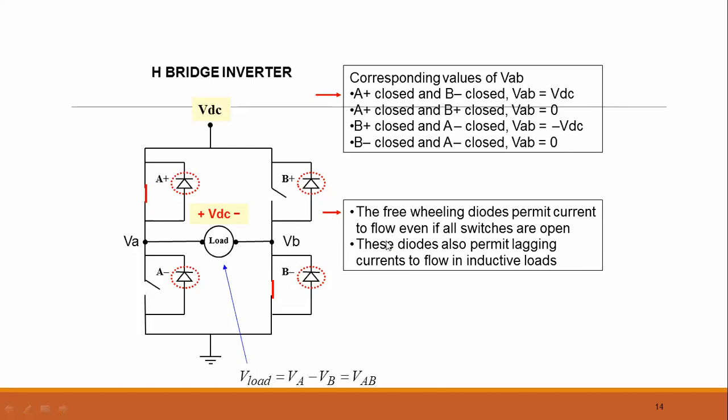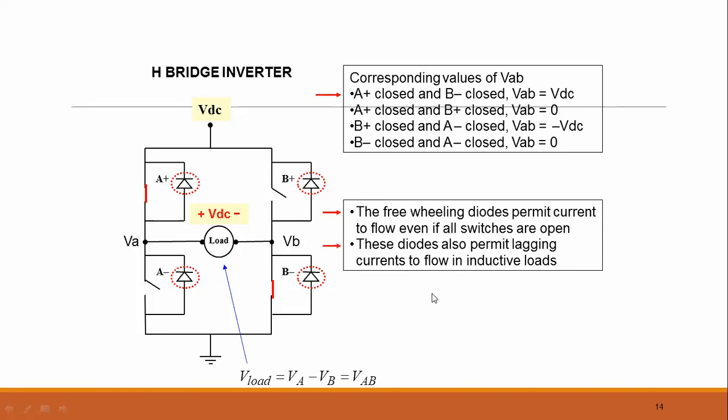If the switches are open, where will the current be? There is a current, and which current? The current that arises from the inductor load. Due to this, there is a need of a path for the current, and this current is provided by the diodes over here. So these diodes also permit lagging currents to flow in inductive loads.